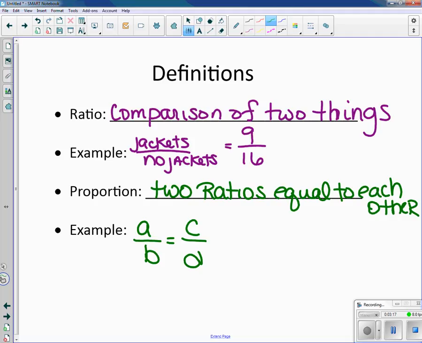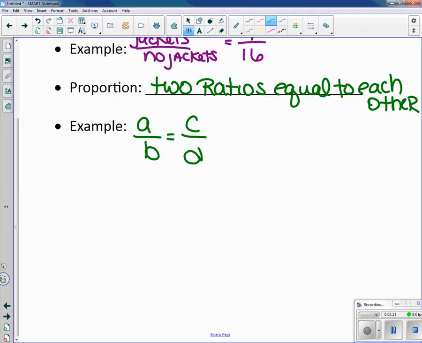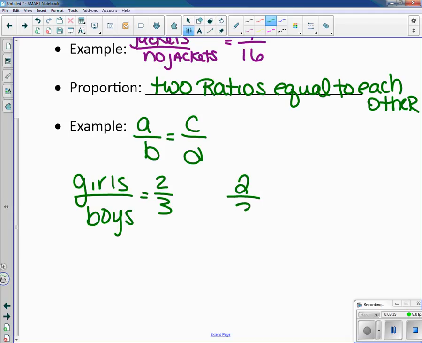So, if I was to say the ratio of girls to boys is 2 to 3. Okay? You with me? If there are 18 boys in the class, how many girls are there in the class? So you would have done 2 to 3 is equal to, I said 18 boys. Where would that go? Numerator or denominator? Denominator. How many girls?